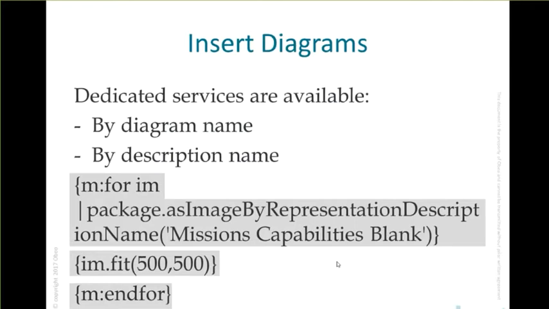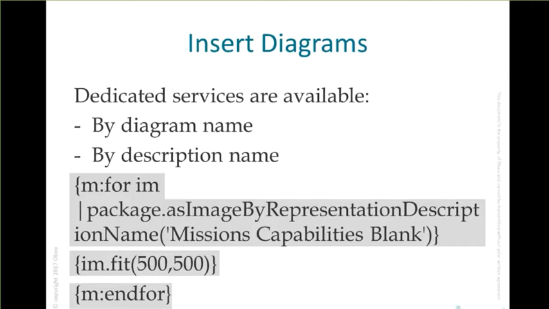And especially useful in Capella, it's possible to insert diagrams or tables also. For that, you have to use dedicated services that are available and that allow you to retrieve diagrams by their name or by the name of their description, which is each diagram in Capella, it has a given type. You have the architecture blank and so on and so forth. So architecture blank would be the description name, whereas the diagram name is really the name of the diagram in your model, the name that you can change manually when you edit your model.